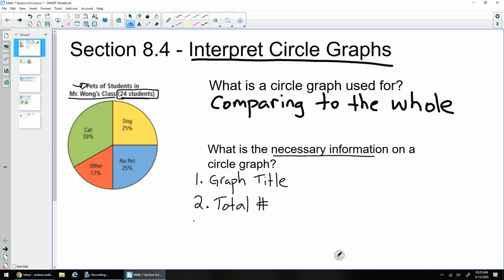You have to have category labels. The category labels here are just cat, dog, no pet, other. So you have to have those labeled. You can't just have the percentages, but you also need percentages.